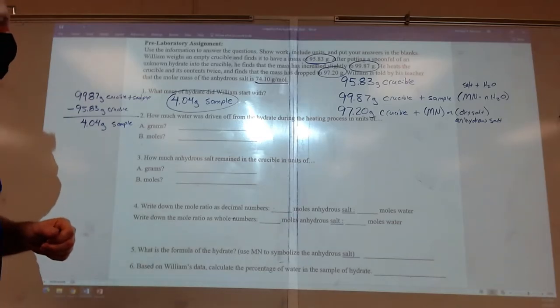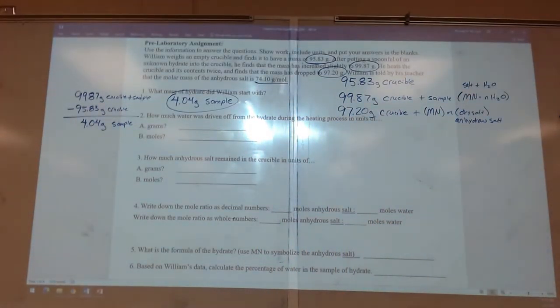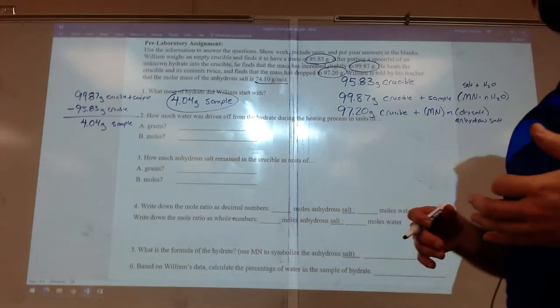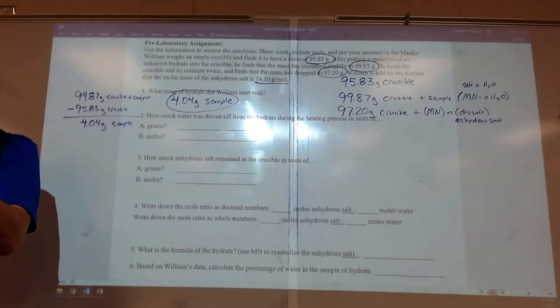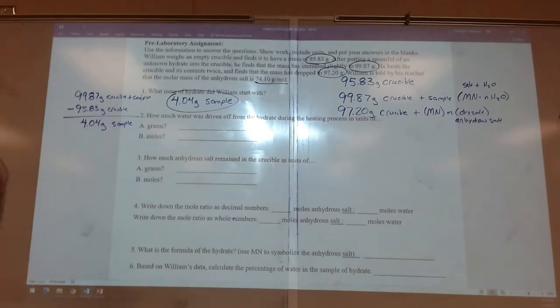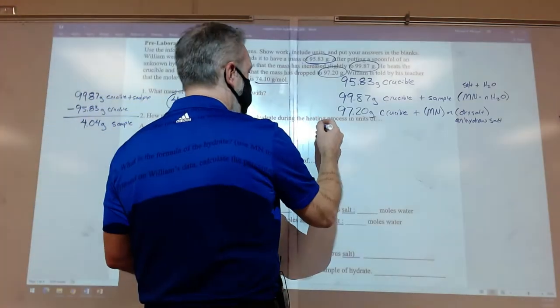How much water was driven off from the hydrate during the heating process? So we're looking for the water that's lost. At this point, there's actually a couple different approaches you can take to figure out how much water was lost. All of them yield the same answer. What's one of those approaches? What's one way to figure out how much water was lost? Yeah, I would agree with that. The crucible plus the sample minus the crucible with the dry sample. So let's do that. We're going to write this off to the side here.